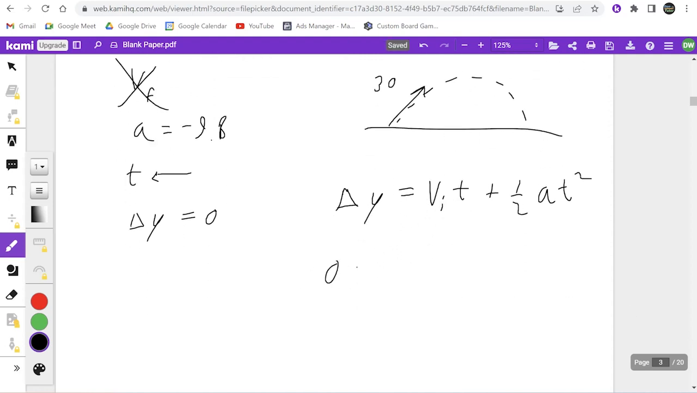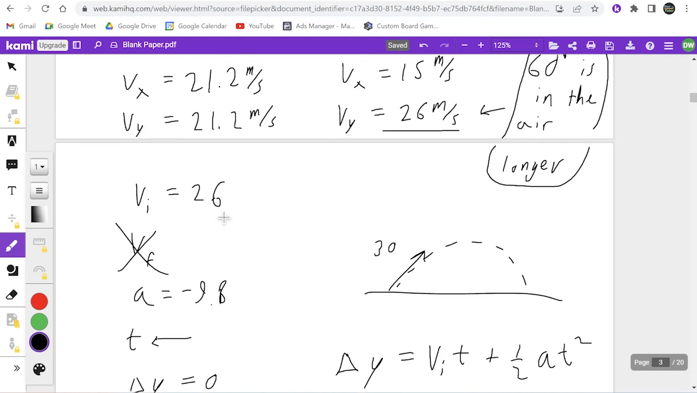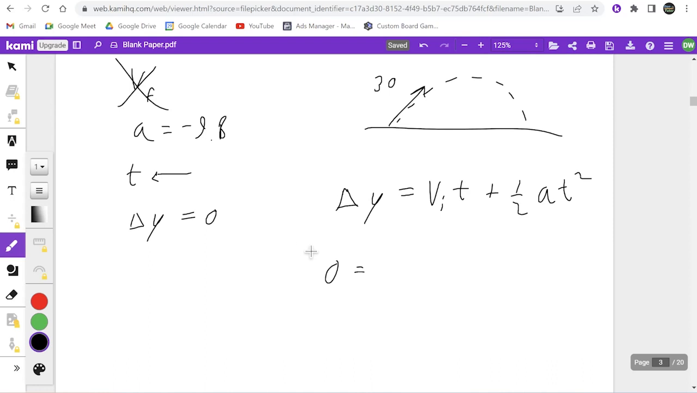So delta y is zero. V initial is 21. Oh, well, this was the 60 degree angle. I want to do the 45 degree angle first. That was 21.2. So 21.2 times t plus 1/2 times a, which is negative 9.8, times t squared. I'm going to give you a second to catch up with me with the writing, which is now ironic because I said earlier you didn't have to write this. Well, it turns out you do. I'll remember that for next year.